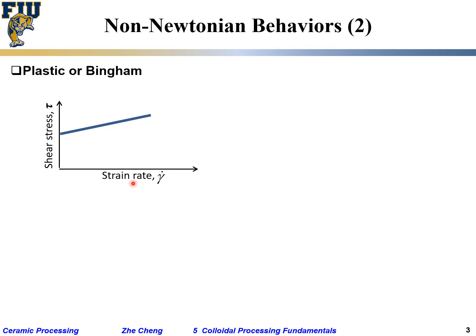So some other non-Newtonian behavior. One is called plastic or Bingham. Here we have this type of behavior: shearing stress versus shearing strain rate. What it essentially tells us is that when my applied shearing stress is lower than this value, where I'm pointing, I have essentially zero shearing strain rate.